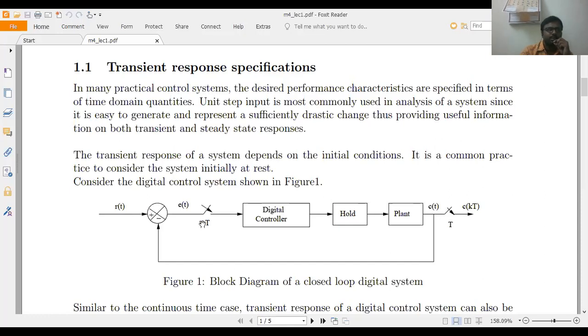The input which is given to the sampler is considered as the error signal. As soon as the sampler is in the closed position, this error signal will be given as an input to the digital controller, and it will convert or process this particular signal into discrete steps, and it will be given as an input to the zero order hold circuit.